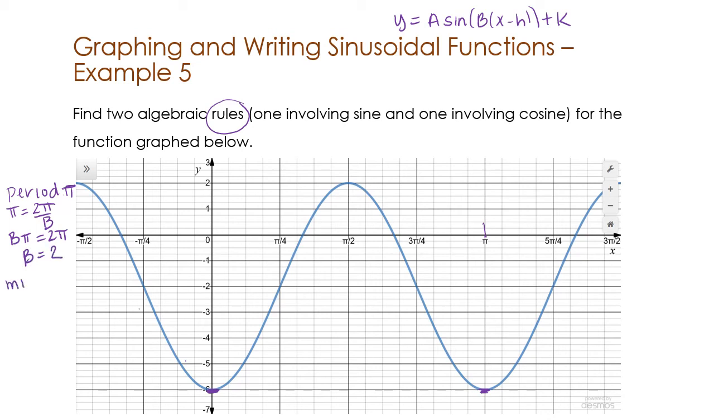Now for the midline, we can see that the midline right in the middle is right here. So that's at y equals -2, which means that our k value is -2. And then for our amplitude, the distance between the midline and the maximum, and the midline and the minimum, is 4 units. So our amplitude is going to be 4.